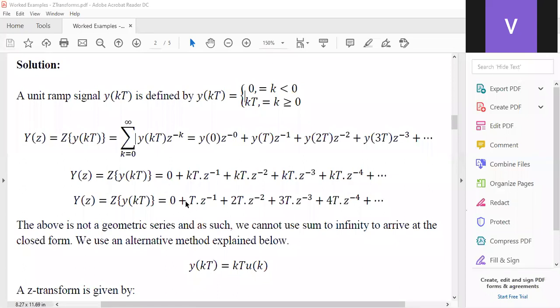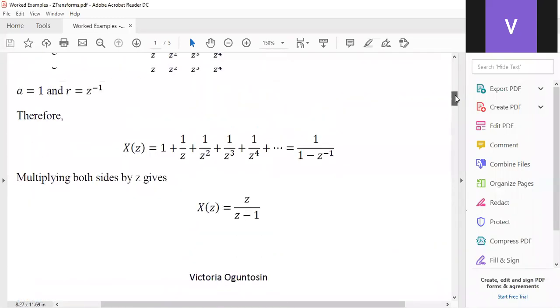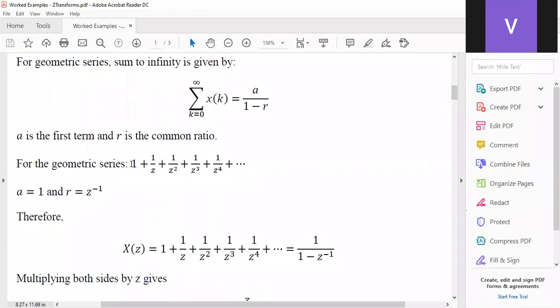So if you look at this summation, it is not a geometric series. Let me go back to the first one. The first one is a geometric series, because this is the first term, this is the second term, this is the third term, and so forth. If you multiply the first term by 1 over z, you will get this. If you multiply this by 1 over z, you get this. So this is a geometric series because it has a common ratio.